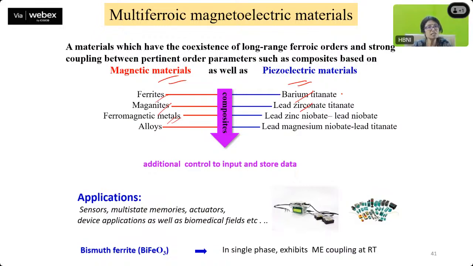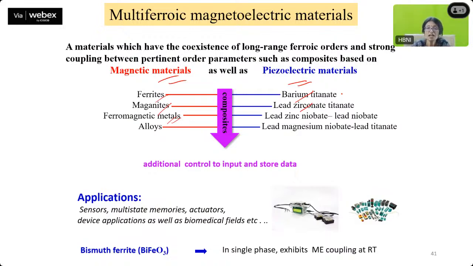Different kinds of applications are there for these multiferroic magnetoelectric materials. You can use them in sensors, multi-state memories, actuators, and device applications in various biomedical fields. All these applications are possible, a vast amount of applications in the case of multiferroic materials.